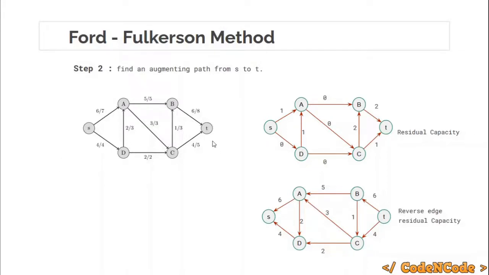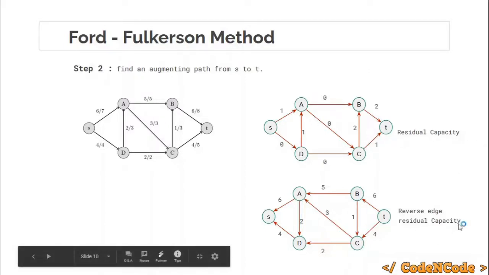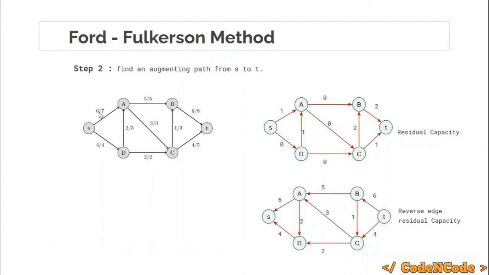Now try to find another augmenting path. And the answer is no. There doesn't exist any other augmenting path using either this or this graph. So this is where we stop, and the maximum flow achieved is of value 10. So this is how the Ford-Fulkerson algorithm works.